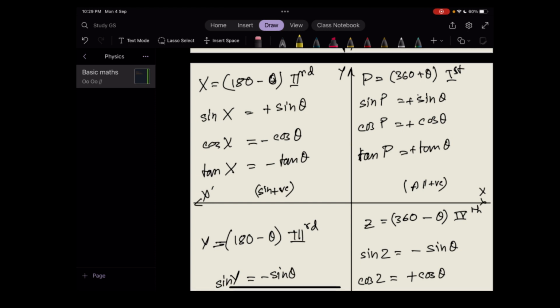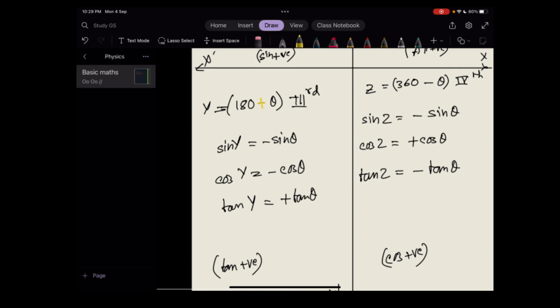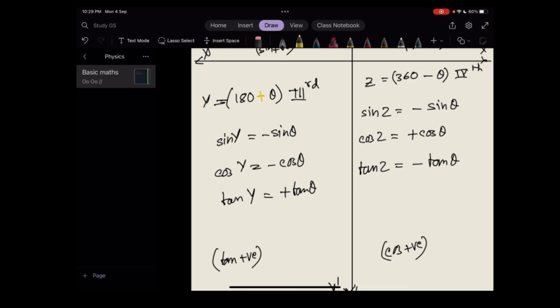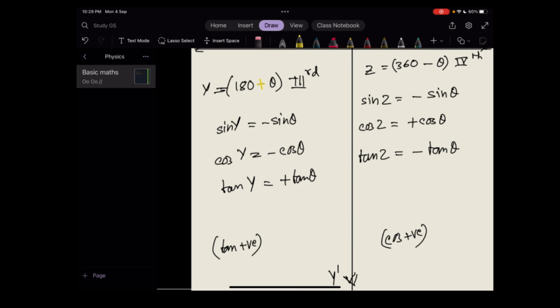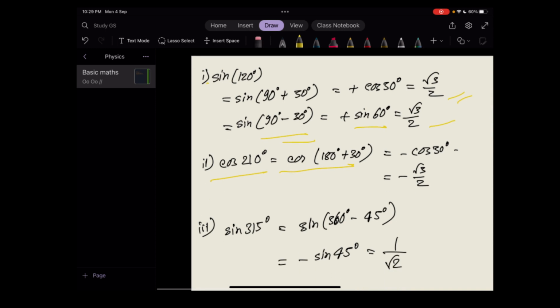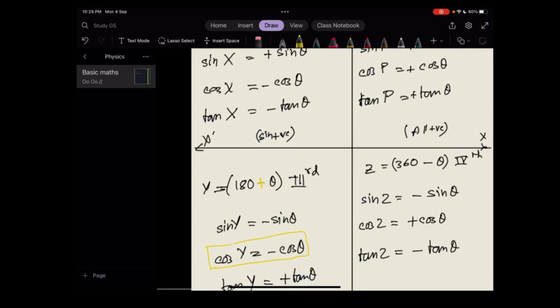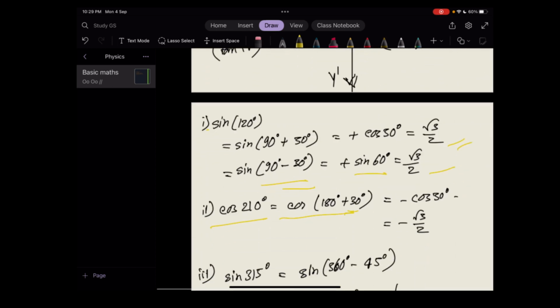Actually we have one problem here. I am extremely sorry for this. This must be plus. In the third quadrant it should be 180 plus theta. In case of 180 plus theta, cos must be minus cos theta. So cos of 180 degree plus 30 degree is minus cos 30 degree.